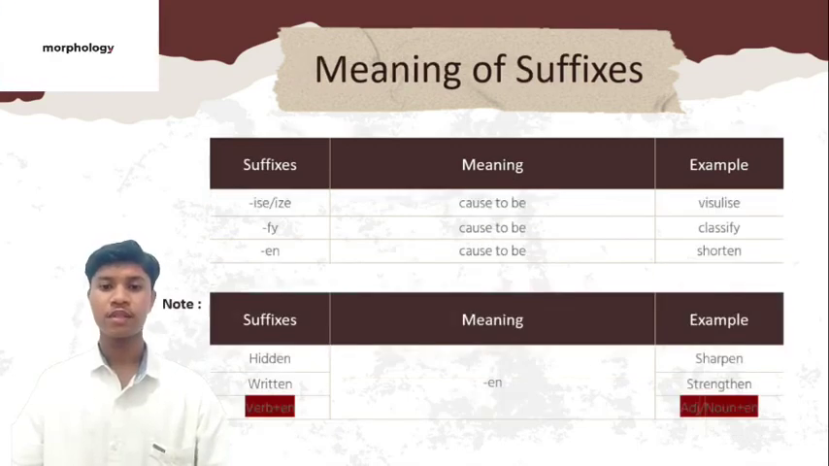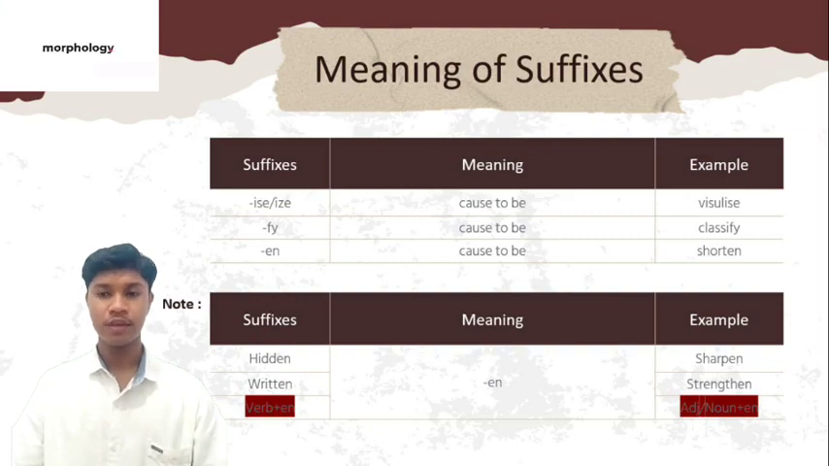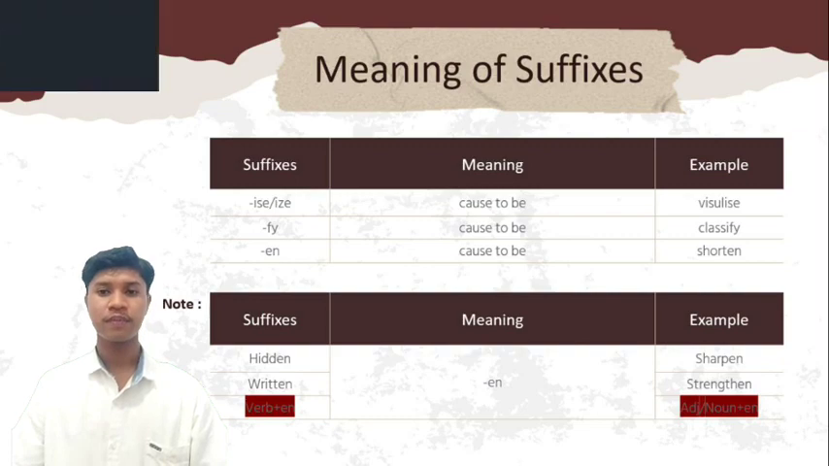Meaning of suffixes. First, suffixes ise or ize. Meaning cause to be. Example, visualize. Example in sentence, I can visualize what this room looked like before it was decorated. Next, suffix fy. Meaning cause to be. Example, classify. Example in sentence, would you classify it as a hard drug or a soft drug?